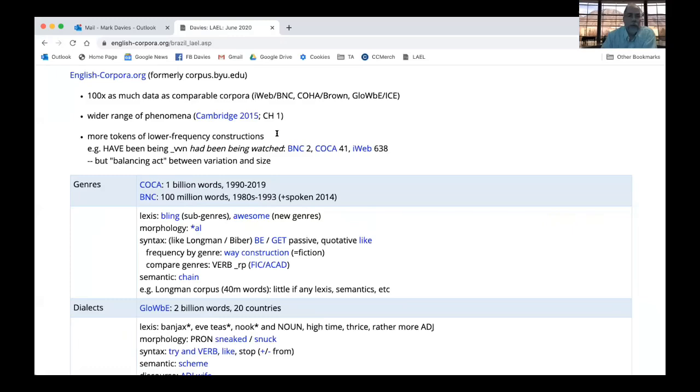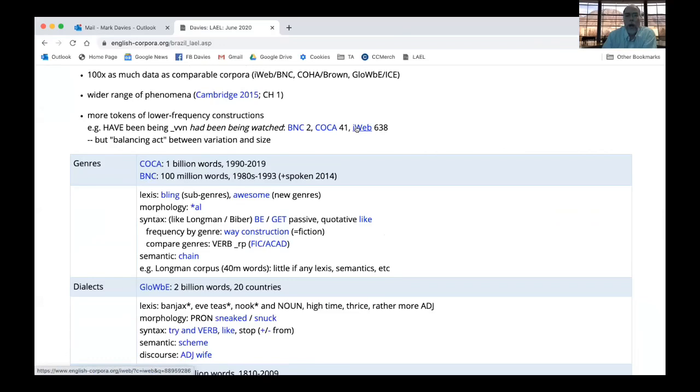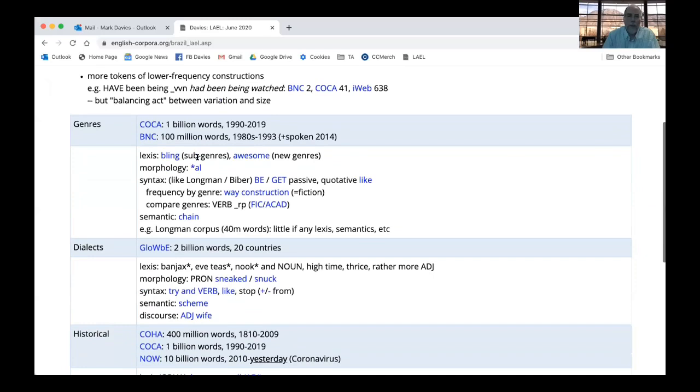But it truly is a balancing act between corpus size and being able to look at variation. iWeb is 14 billion words, but you can't look at historical change. You can't look at different countries very well. You can't look at genres, certainly. And so at a certain point, if you're going to have 10, 20 billion words of data, you may not have a corpus that really allows you to look at variation as well as you'd like. So there might be this sweet spot somewhere around 1, 2 billion words where it's large, you do have quite a bit of data, but it's still manageable in terms of dividing up the text by genre or by dialect or whatever.